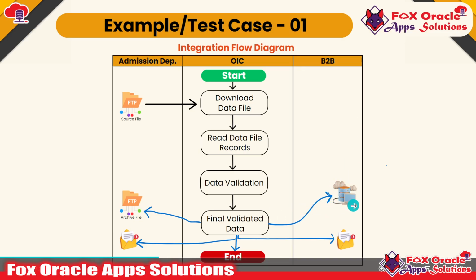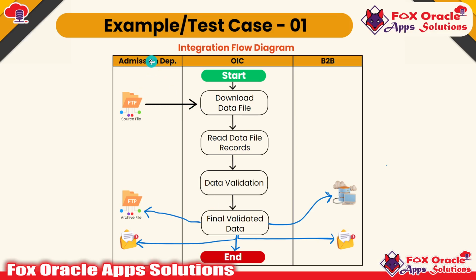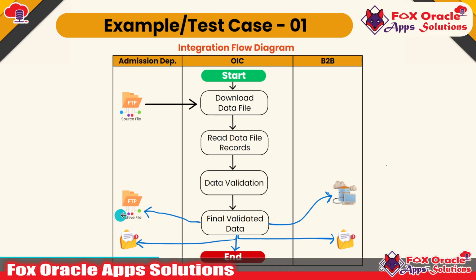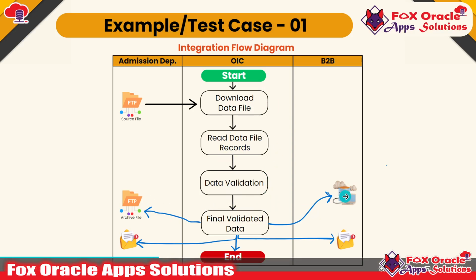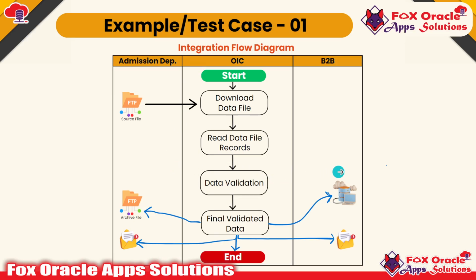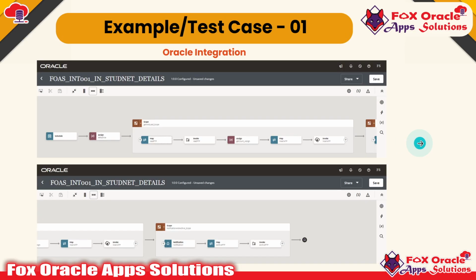That's the B2B database. And after sending the data to the B2B database, it will send an email to the B2B user, and the same email can be sent to the admission department's user. And once all this is processed, the same file which we receive from the source directory of the admission department can be archived to the archival directory of the admission department. So all these operations we can perform using OIC. That's a simple flow of the application created in OIC.